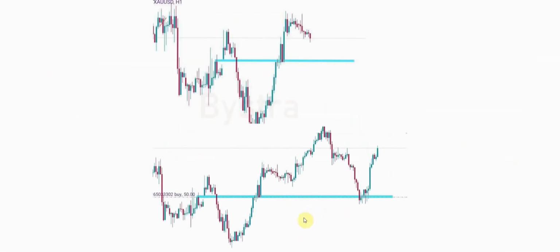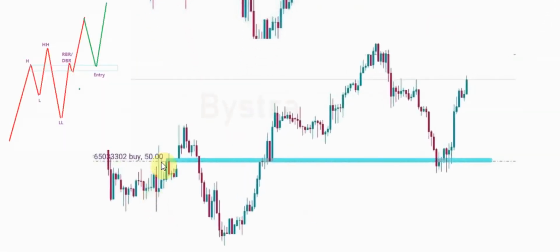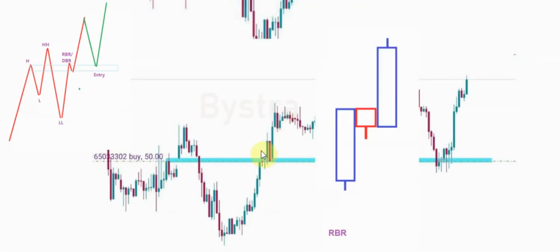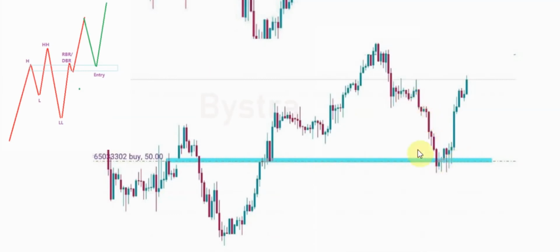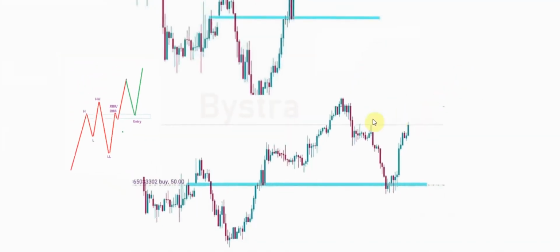Here's an example of QM manipulation. We have high, low, higher high, lower low. Okay, and then price came back. Like we should sell here, but the price broke this structure and created rally-based rally. And then after that, price came back to the entry point that is exactly in the same line with the left shoulder. And the price came back and continued to fly.